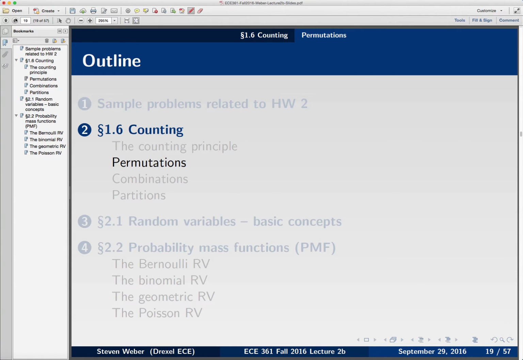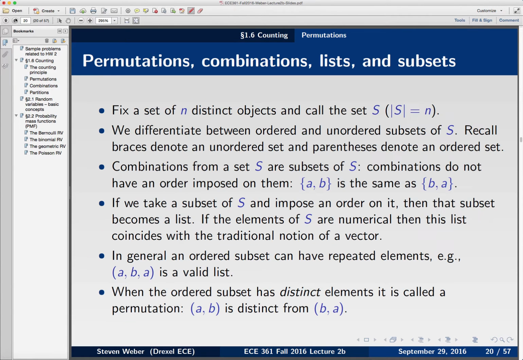We're now going to talk about permutations, combinations, and partitions, starting with permutations. But let's first set the stage. We're going to think in this section as having a fixed set of n distinct objects, and we'll call that set S. The cardinality of S will therefore be n.